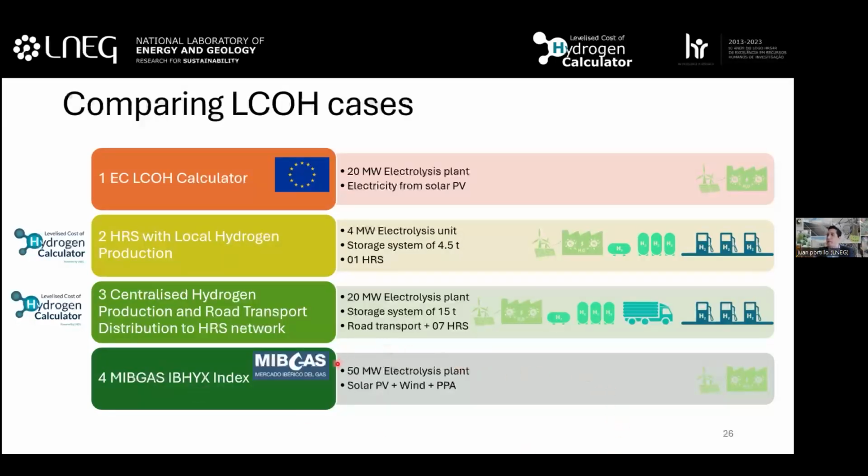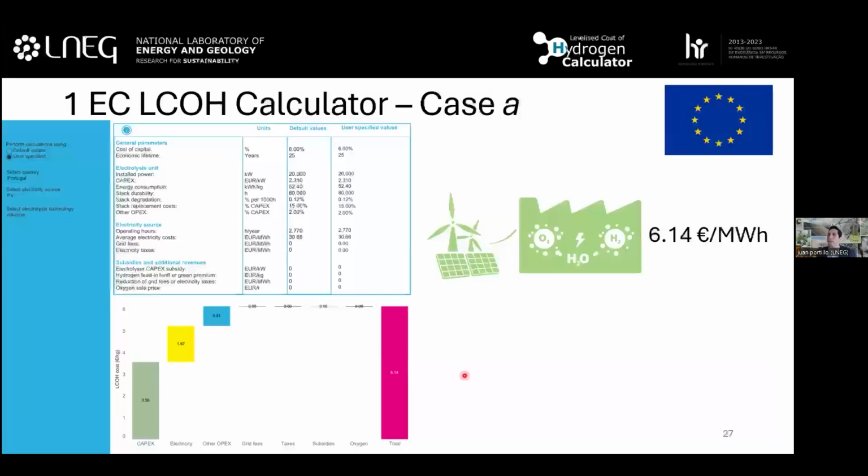This is based on a 50 megawatts electrolysis plant, and the source of electricity comes from 3 different portions. A part comes from dedicated solar PV, photovoltaic, a dedicated small wind plant, and the rest comes from PPAs, or power purchase agreements, that are signed.